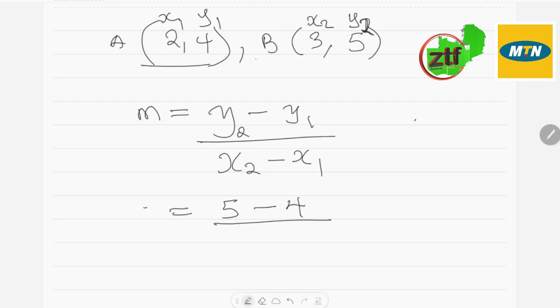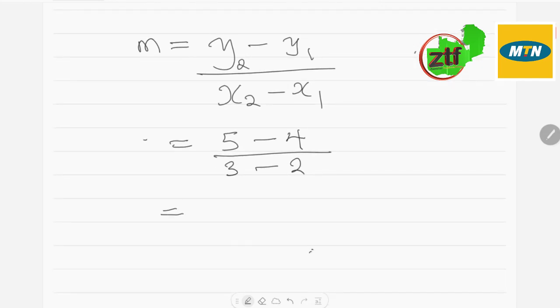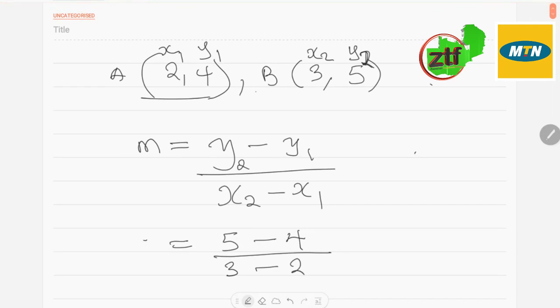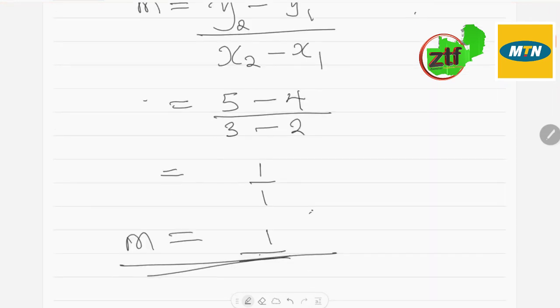We have our x2 as 3 minus our x1 as 2. So from there, you have 5 minus 4, that gives you 1. And 3 minus 2 also gives you 1. And 1 divided by 1, we have 1. So the gradient of the line passing through AB, in the points (2, 4) and (3, 5), is simply 1.